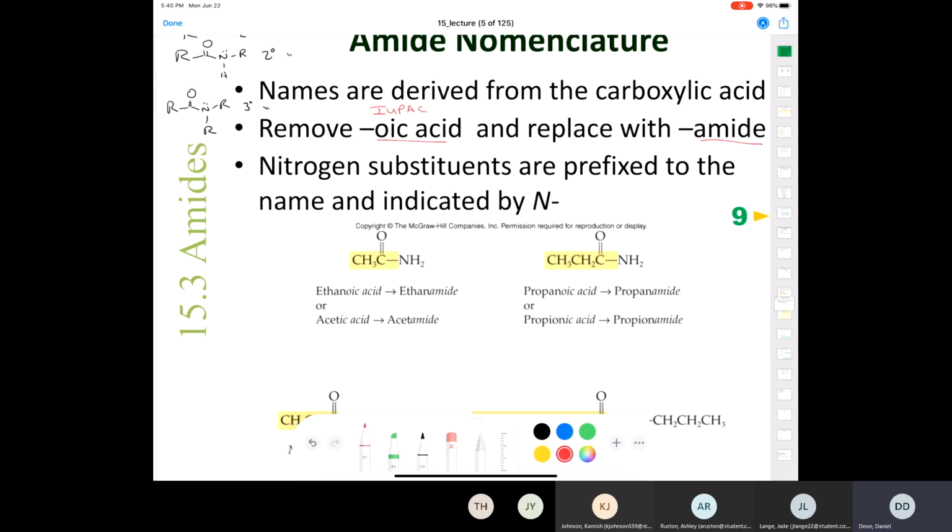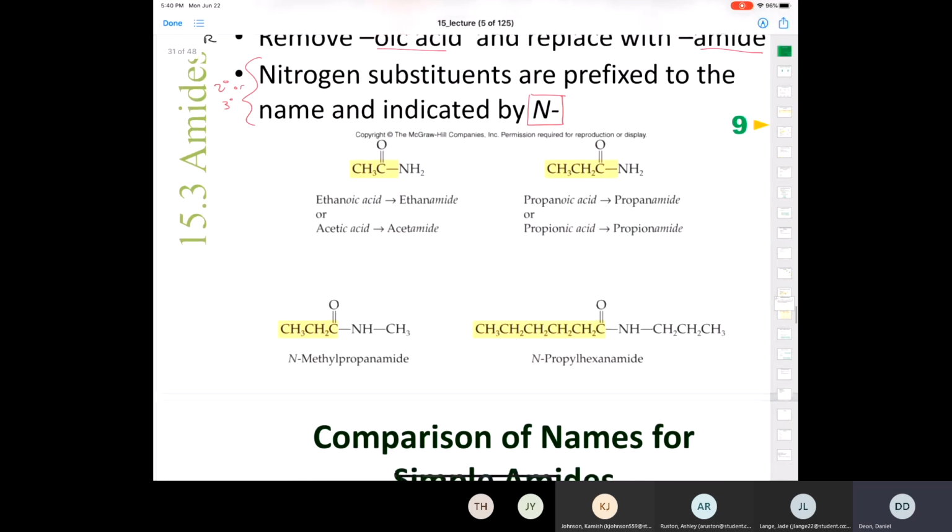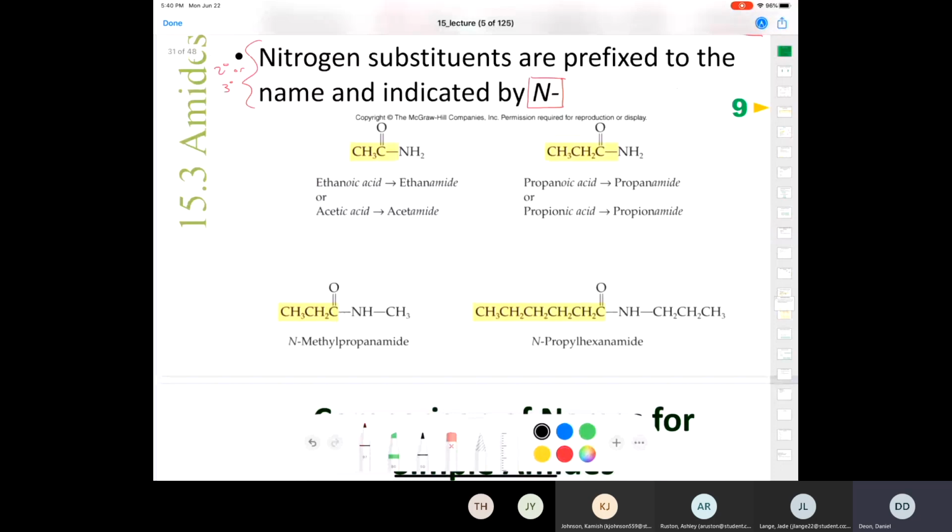So think about it. Methanoic acid would be methanamide. Ethanoic acid, ethanamide. Propanoic acid, propanamide. Butanoic acid, butanamide. Pentanoic acid, pentanamide. Hexanoic acid, hexanamide. You get the point? Then if we have nitrogen substituents, meaning if we have secondary or tertiary amides, then we name the substituent and we do the same thing that we did in amines, and we prefix it with the capital letter N. You don't have to italicize it if you're writing it out by hand, but normally when it's typed out, it's italicized. So let's take a look at these examples that are shown down here.